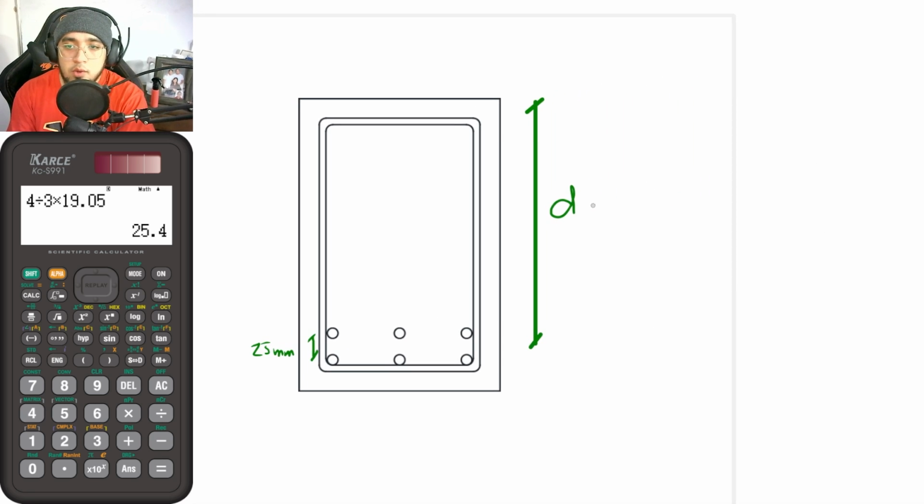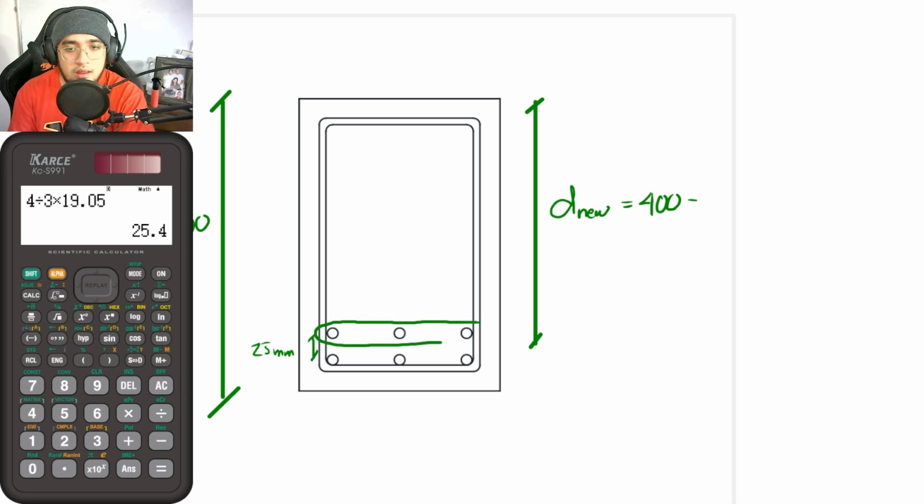So our new depth, D new, is now equal to, once again, the total depth of the beam, which is 400. Again, our depth must be located at the centroid of the rebar. If you have oriented it in this manner, the centroid of the rebar is located exactly at the middle, okay?